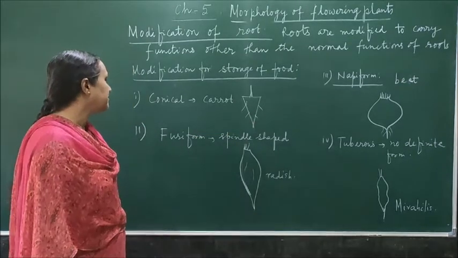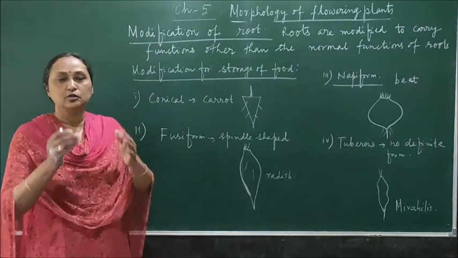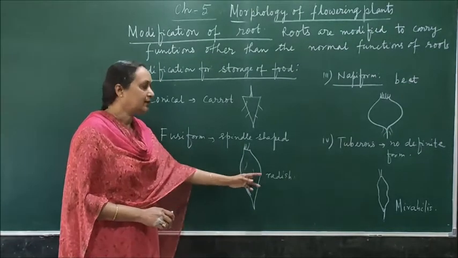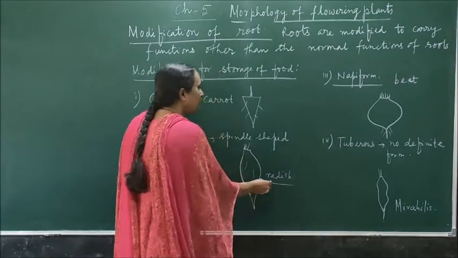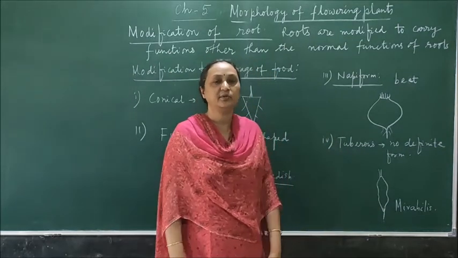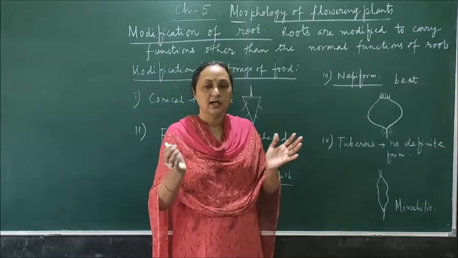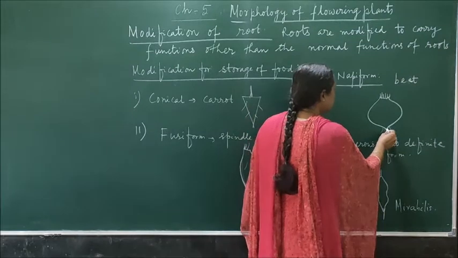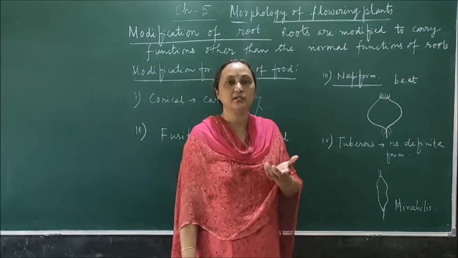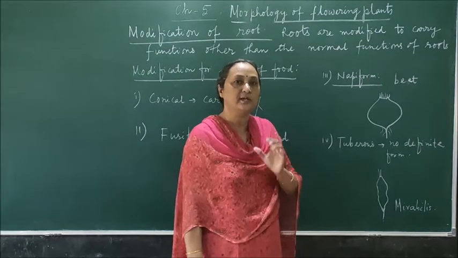Then the second type, that is fusiform. Fusiform is spindle shape. Spindle shape means the top and the bottom are narrow, and the middle portion is broad. The example is radish. Then the next kind of modification is napiform. In the napiform, the middle or upper portion is broad, and suddenly the lower portion becomes very narrow or tapering. For example, all of you have seen beet. Beet, why is it swollen? Because there is stored food material.